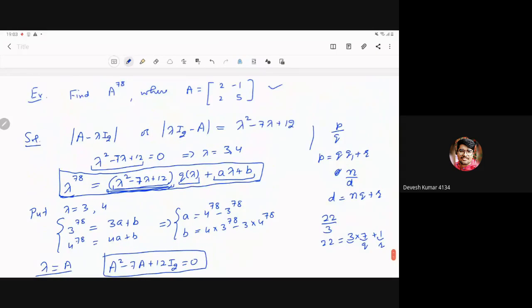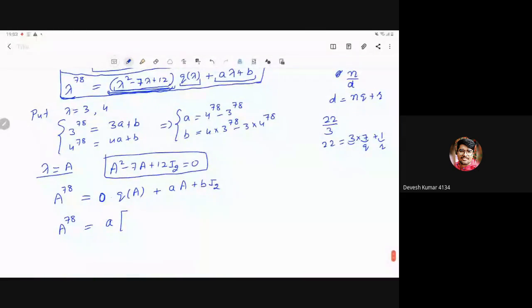A is given to you: 2, minus 1, 2, 5. And B times I2 means 1, 0, 0, 1. A and B you have found. If you want to put them here, you can put. Otherwise, you can simply combine these two matrices and write your answer.